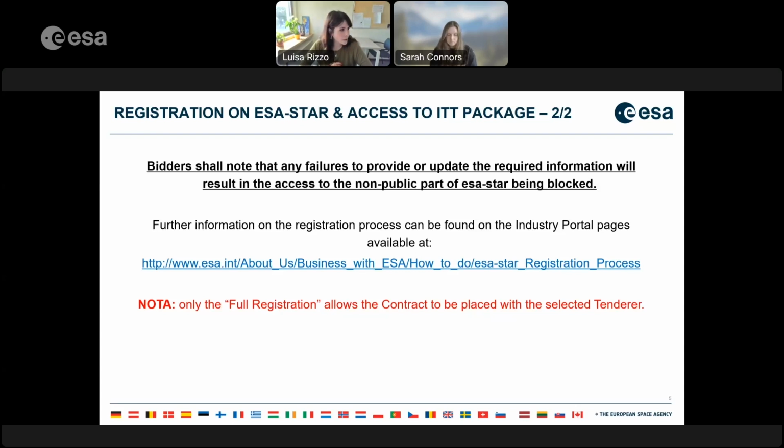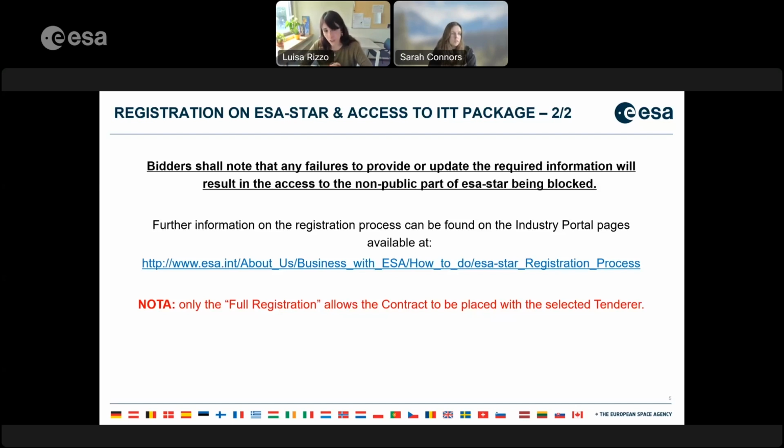So it's not because we want to have everything updated. Unfortunately, the system itself will not allow you to access certain sections of ESA Star. So this part, despite being quite formal and preliminary to the drafting of the proposal, is very, very important for a successful and fast conclusion of an ESA process.